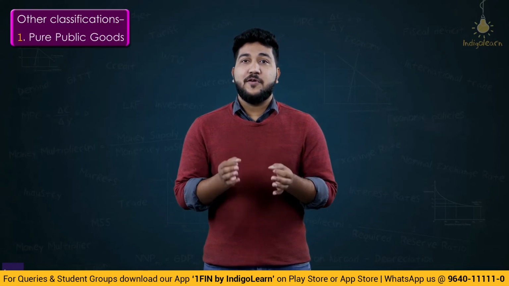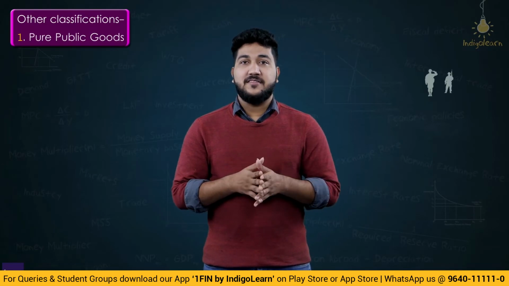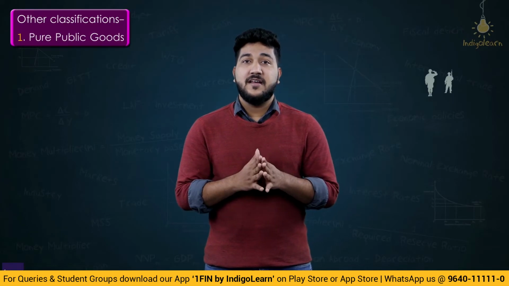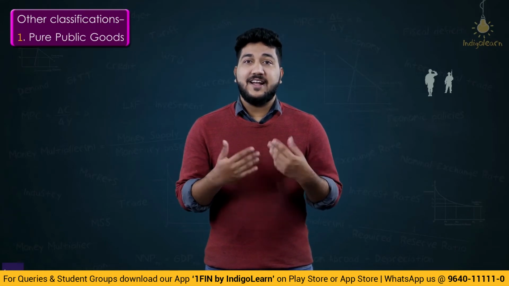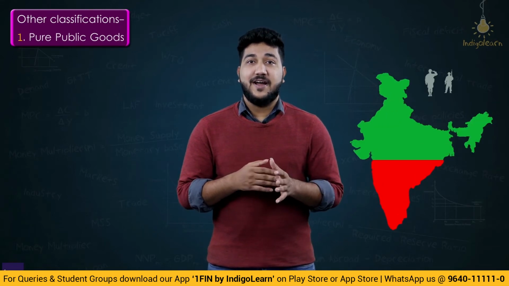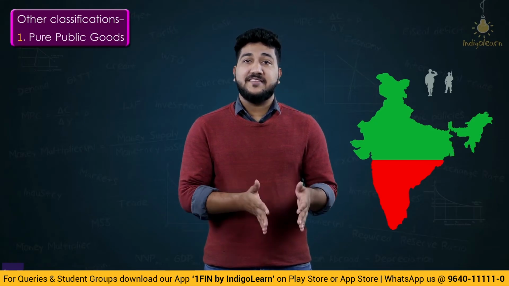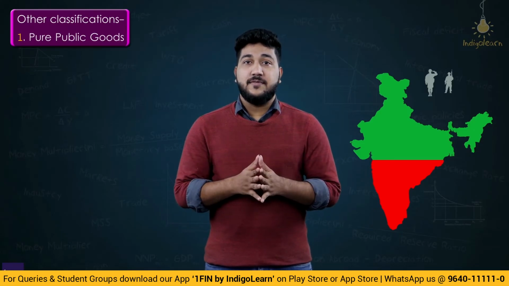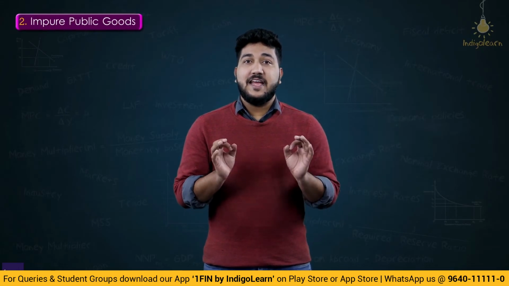Now see, if your national military is mostly deployed in North India and the northern borders, tell me whether the southern borders are as protected as the northern borders. The answer is no, correct? That means the consumption or the utility that the north people have, the south people do not. Now this is a differentiating factor there. That is why they say pure public goods which satisfy both non-rivalrousness as well as non-excludability are very difficult to find in real life.